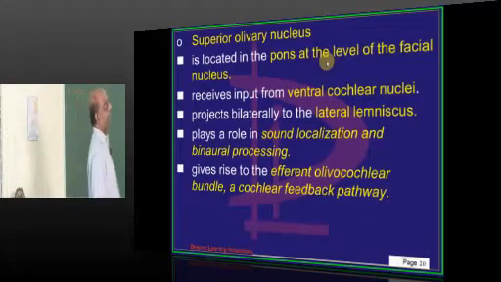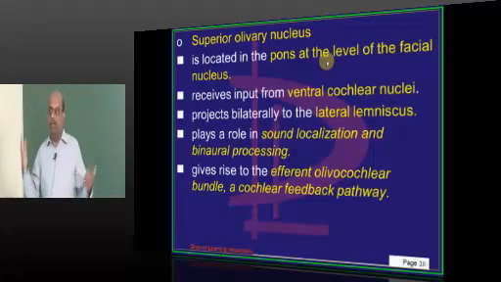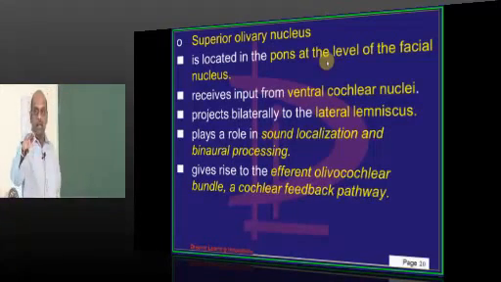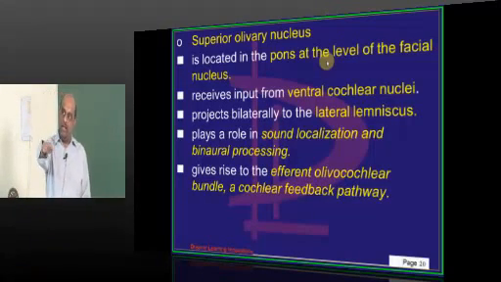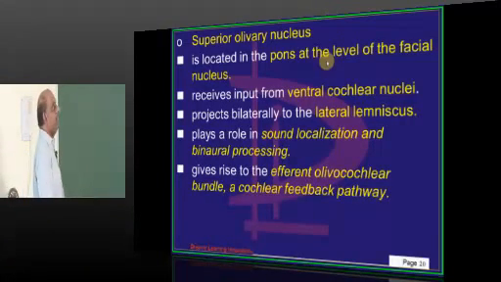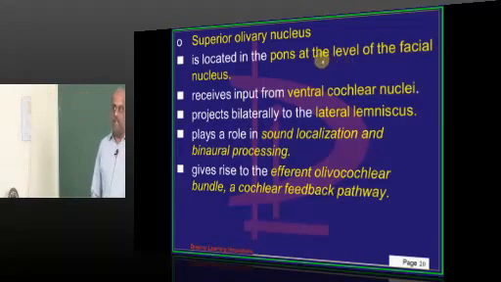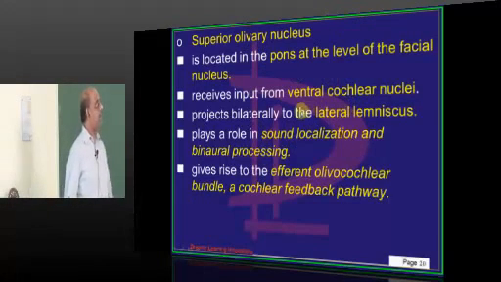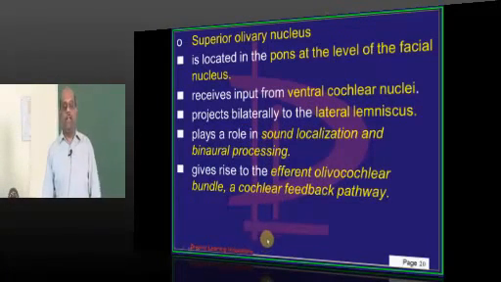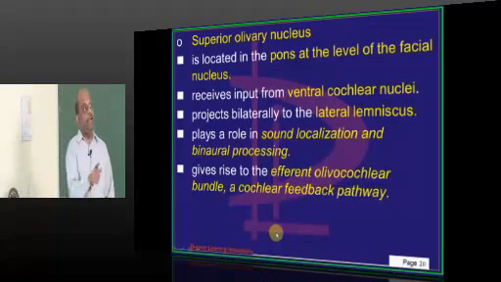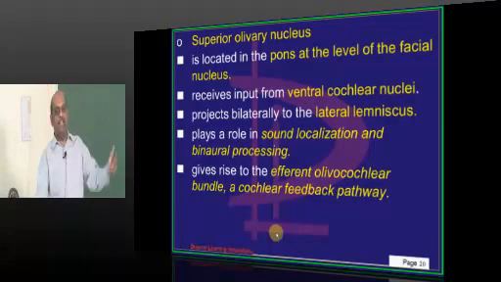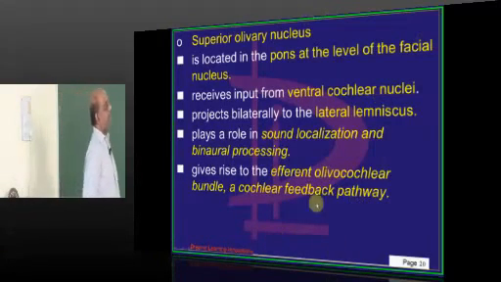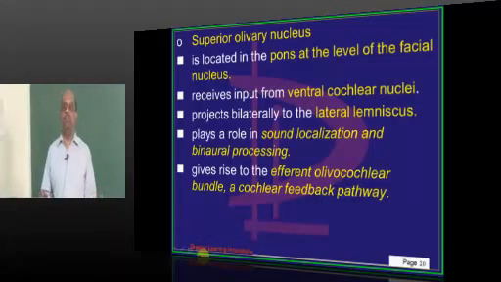You understood everything. So where is the superior olivary nucleus? It is in the pons where the facial nerve nucleus is located. At that level, you have the superior olivary nucleus. From where is it receiving information? Not the dorsal cochlear nuclei, it is receiving from the ventral cochlear nucleus. Where will it be projecting to? Both ipsilateral and contralateral, to both sides' lateral lemnisci. Right? And what is its importance? Why does it need to receive information?